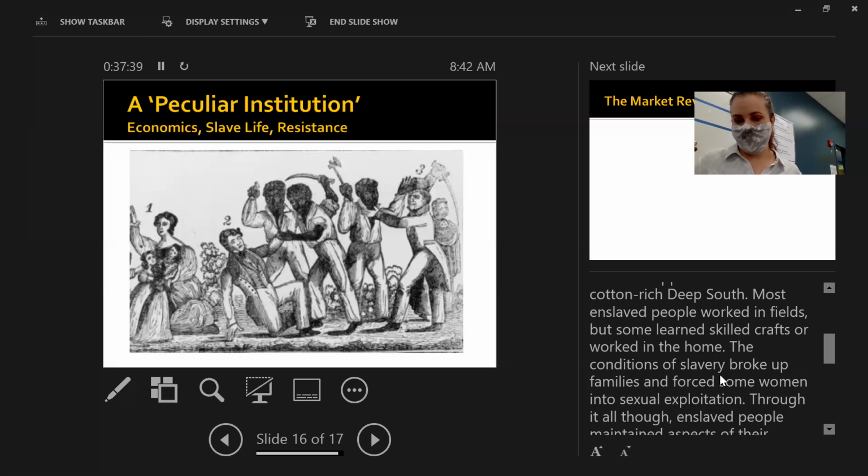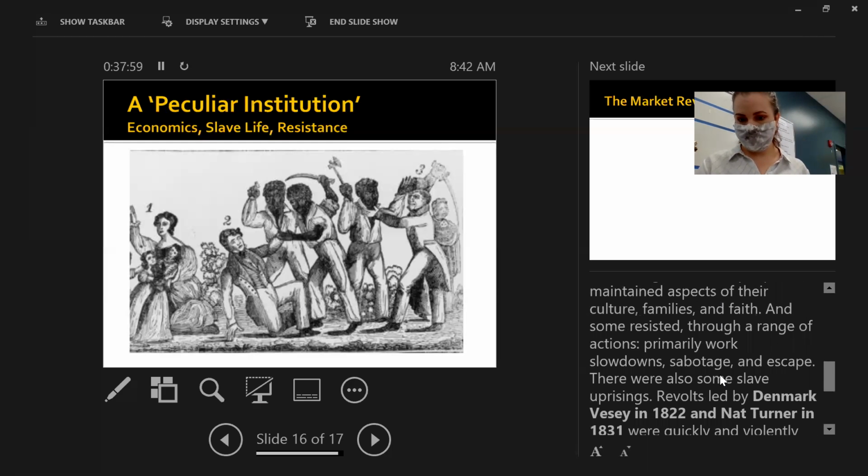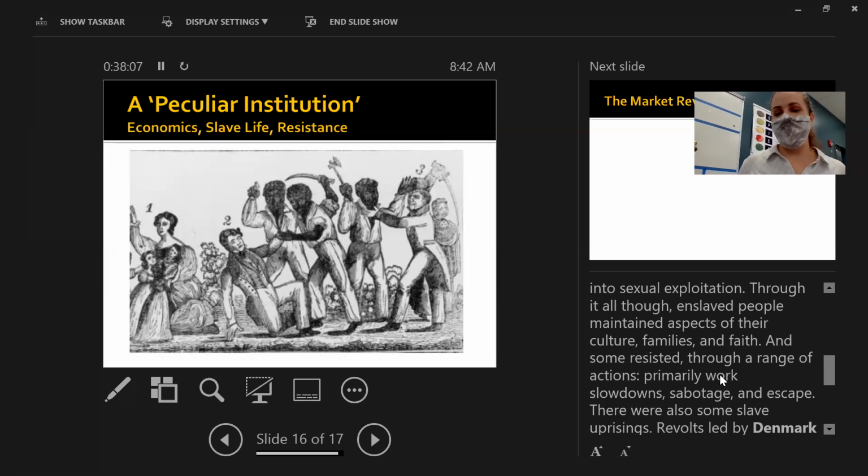And as we know, slavery caused the breaking up of families, and it forced women into sexual exploitation. In spite of this, enslaved people maintained aspects of their culture, family, and faith. So despite all that, enslaved people made sure that they kept their culture intact.